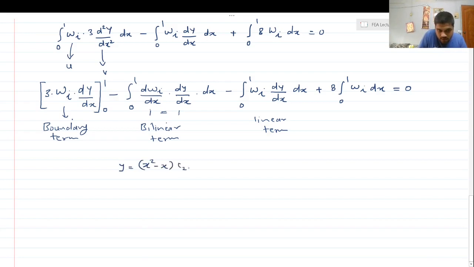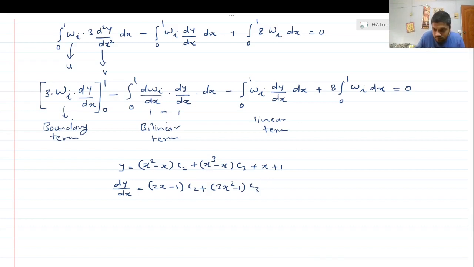x square minus x is equal to plus x cube minus x is equal to 3 plus x plus 1. So if I differentiate this, what will I get? 2x minus 1 is equal to 2x minus 1 is equal to plus x square minus 1 c3 plus 1, okay, because that 1 will eventually go.